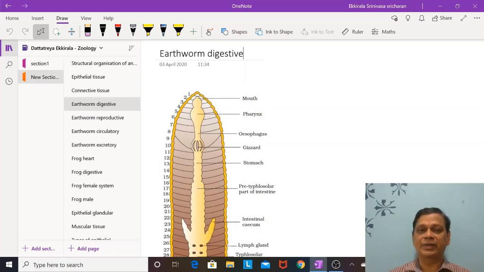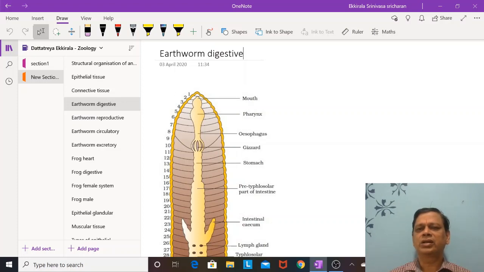Earthworm shows metameric segmentation. The phylum Annelida means annuli, ring-like segments, and it will have around 100 to 120 segments, and the body is divided into preclitellar, clitellar, and postclitellar. Preclitellar means before the clitellum.